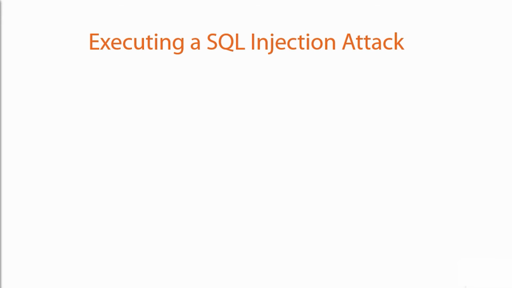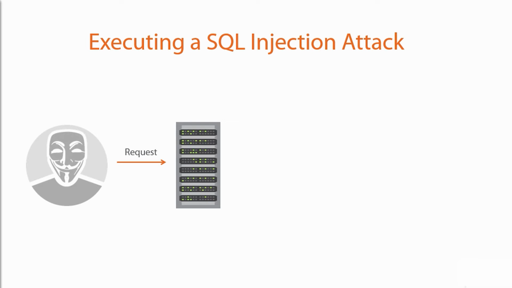I want to start with a real high-level view of what it means to mount a SQL injection attack. And we'll go into a lot of detail throughout the remainder of this course in terms of how to actually execute this attack. But let's start high level, and we're going to imagine that we have an attacker. Now this attacker wants to exploit a SQL injection risk. So they make a request, an HTTP request, a very carefully crafted HTTP request. And of course that request goes to a web server.